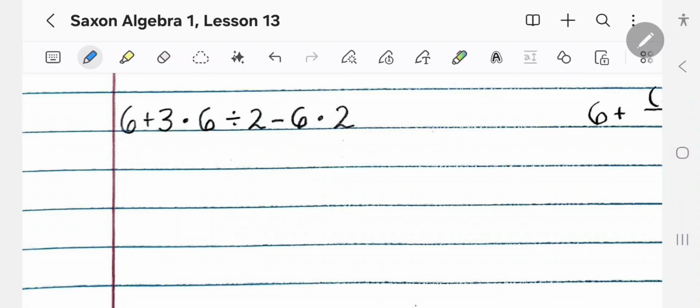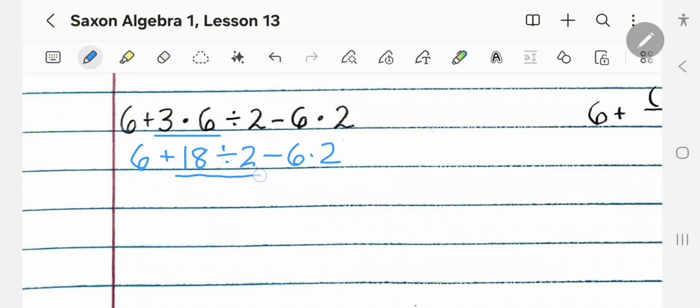With this problem, we've got some multiplications and we've got some divisions. And notice here, they're not writing it as a fraction. They're using the conventional arithmetic division symbol. Let's do our multiplication and divisions from left to right. So we're going to go here. This is 6 plus 18 divided by 2 minus 6 times 2.